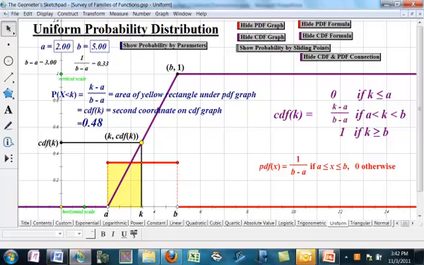So that's uniform distributions, and hopefully along the way we were able to figure out a little bit about what it means to be not only a uniform distribution, but just in general what it means to talk about the PDF and the CDF of a continuous distribution.